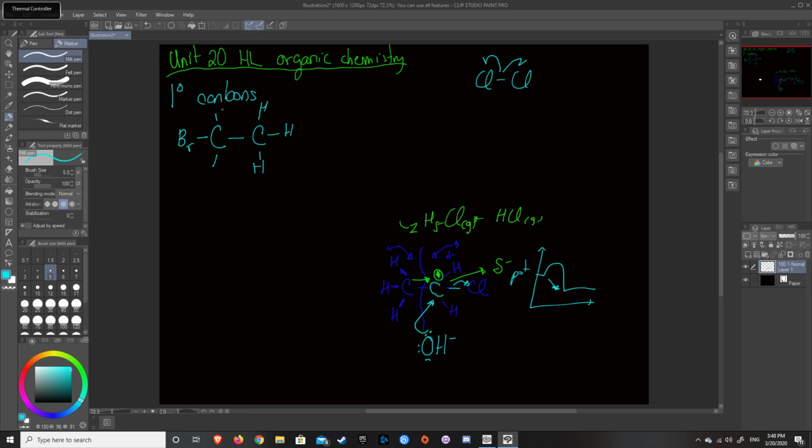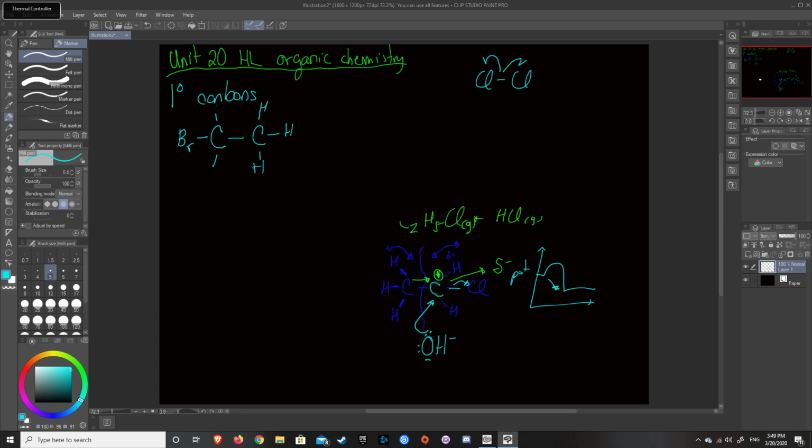Now if it was bonded to two carbons, if we bonded it to a second carbon right here, CH3, now we've got a secondary carbon, and then if we bond a CH3 here, we've got ourselves a tertiary. So this carbon bonded to one other carbon is a primary, bonded to two other carbons is a secondary, and bonded to three other carbons is a tertiary. So this only occurs for primary carbons.